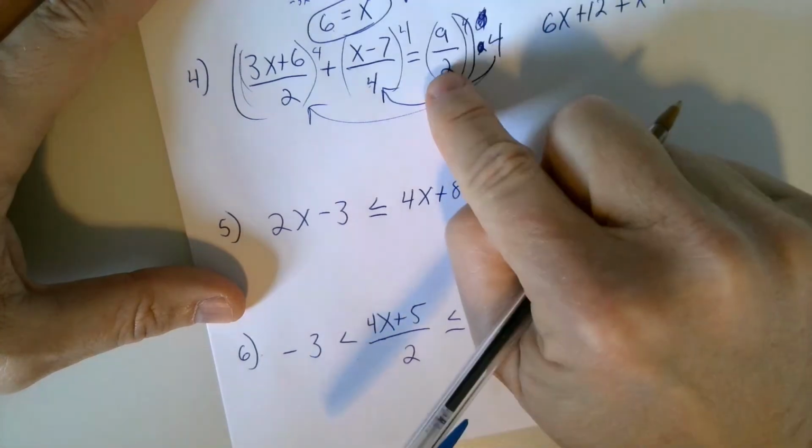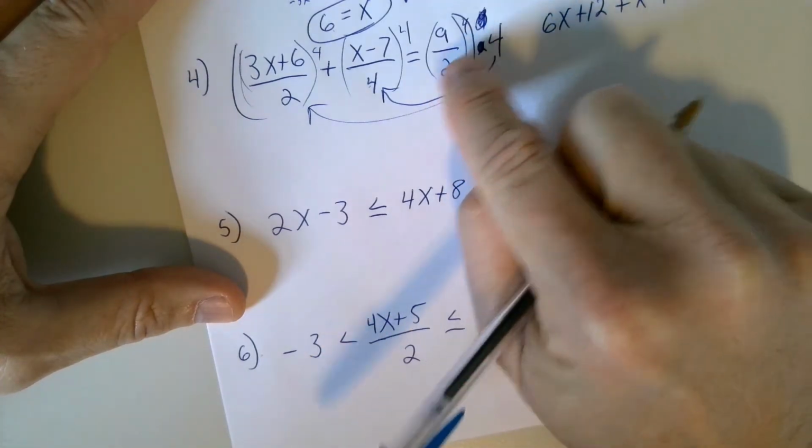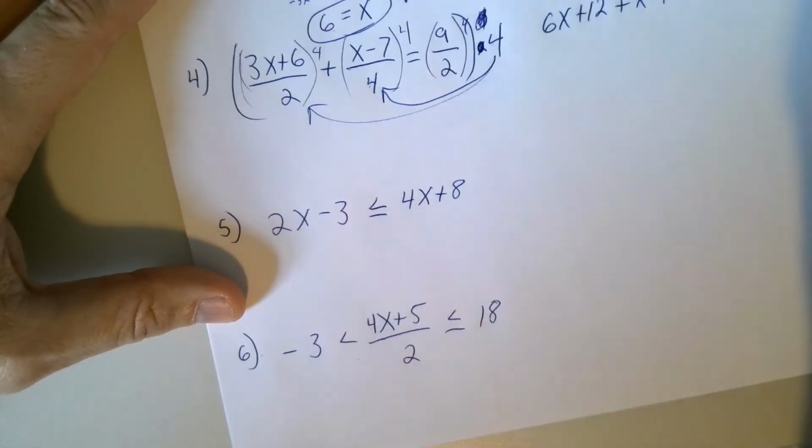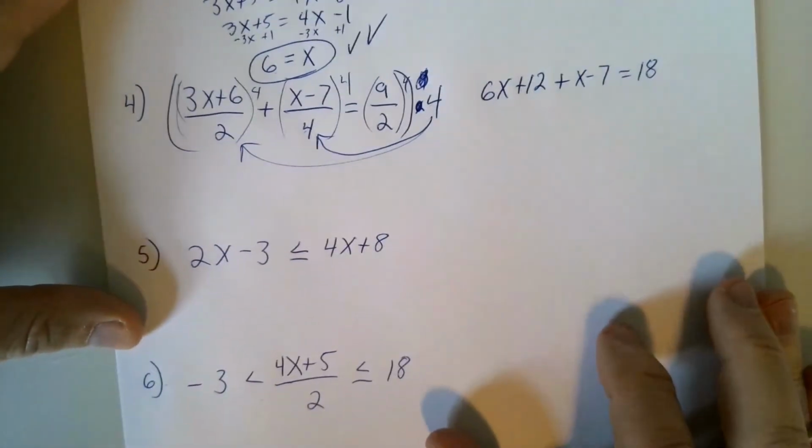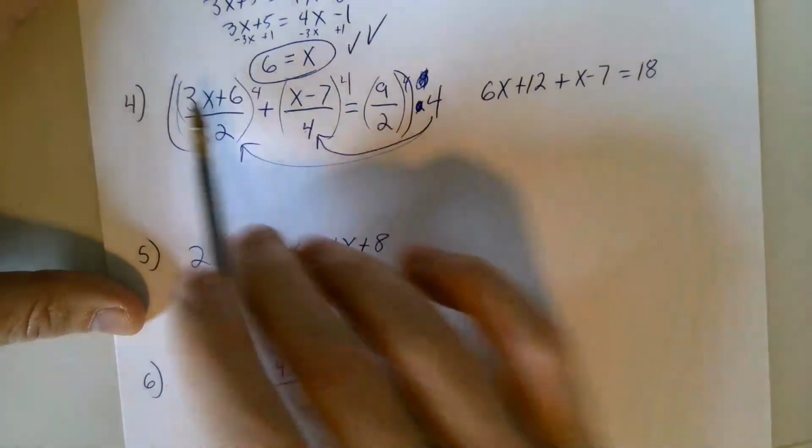equals, and then this 9 halves, this 4 divided by 2 is 2, so 2 times 9 is 18. So that's what I'm left with next. Something looks just like that after I've distributed the 4 to each one of those.